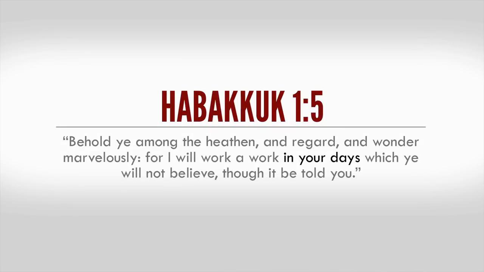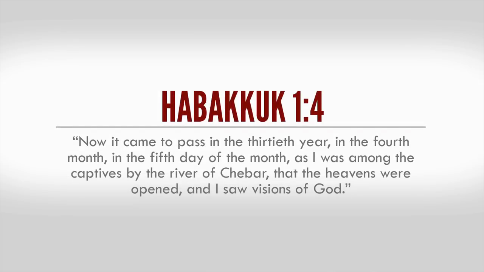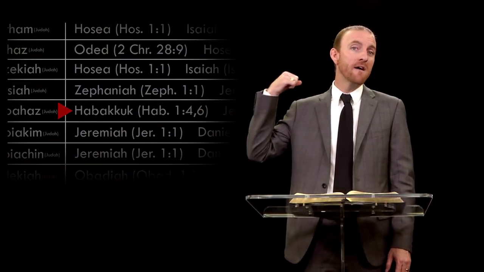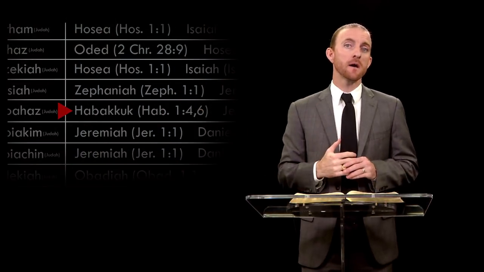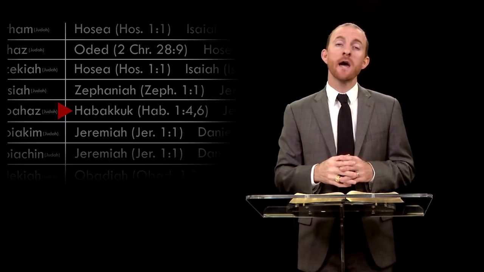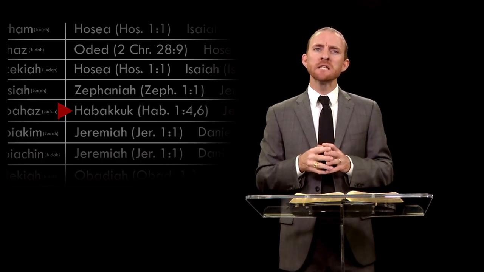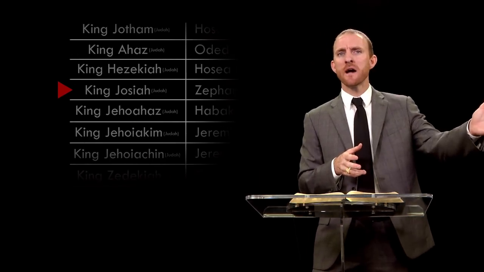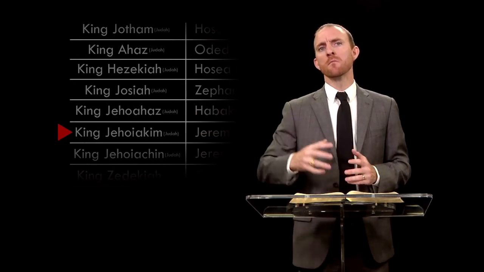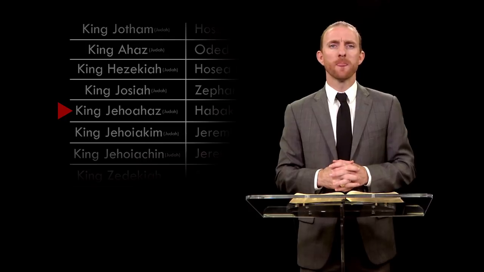This would happen during his days. Chapter 1 and verse 5. Our second piece of evidence is that he prophesied during a time when Judah had returned to disobedience again. Chapter 1 and verse 4. This would place his work after the time of King Josiah, during which time Judah had returned to the Lord. Therefore, I have placed Habakkuk between King Josiah and King Jehoiakim under the reign of Jehoahaz.